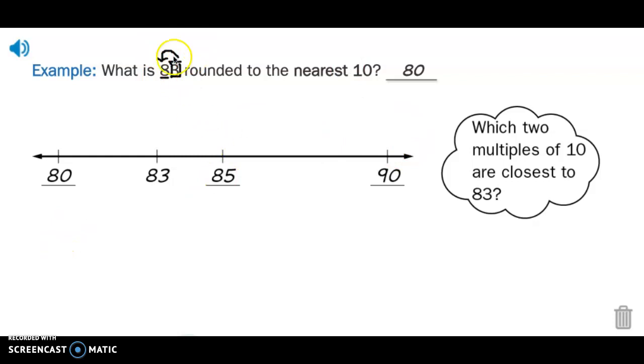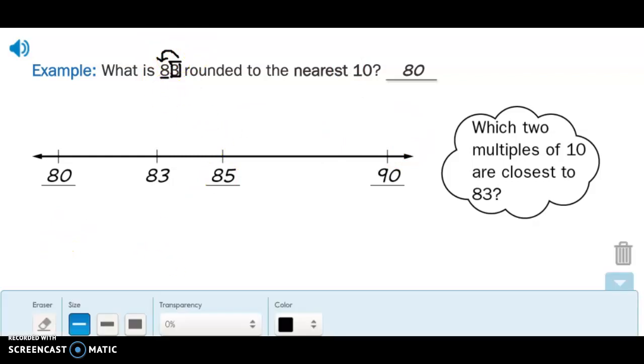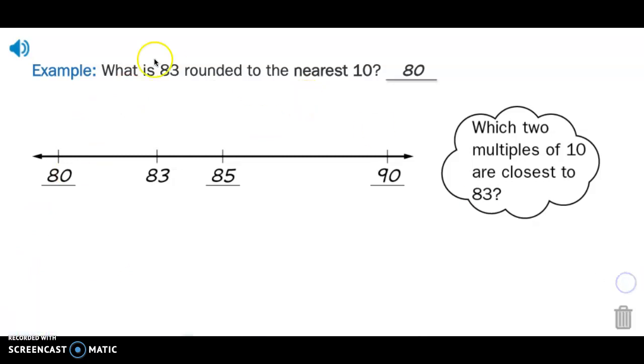So on my number line, if this was 83, well, it is 83. I want to know what is the 10 that it can be before and what is the 10 that it can be after. So we would either round it down to 80, right? We would leave this at an 8 and it could be 80, or we would round it up to that 9 and it would be 90.